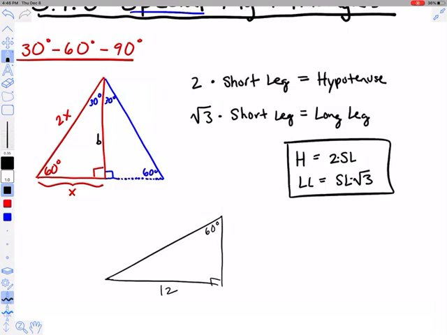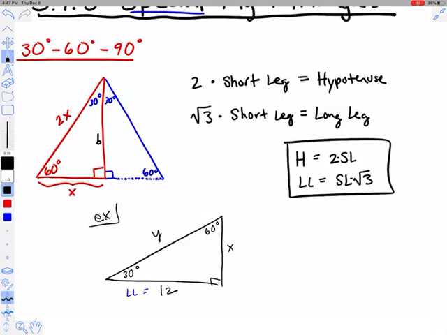I know this angle is 30. I know that this side is obviously longer than this side because, A, it looks longer, but B, it's across from the larger angle. So this would be my long leg. So 12 is my long leg, and I need to find my short leg. Let's say this is X and let's say this is Y, my hypotenuse.